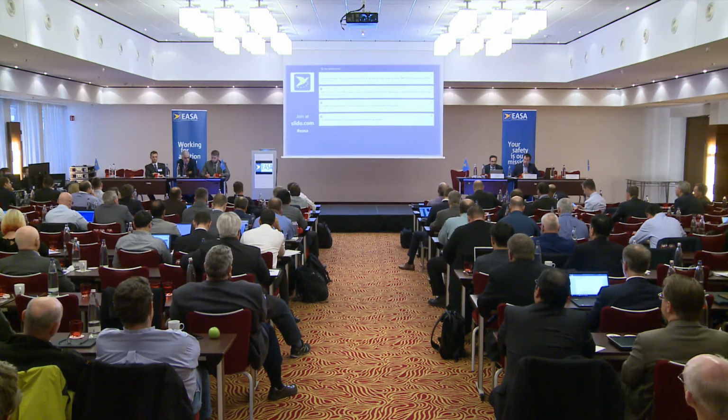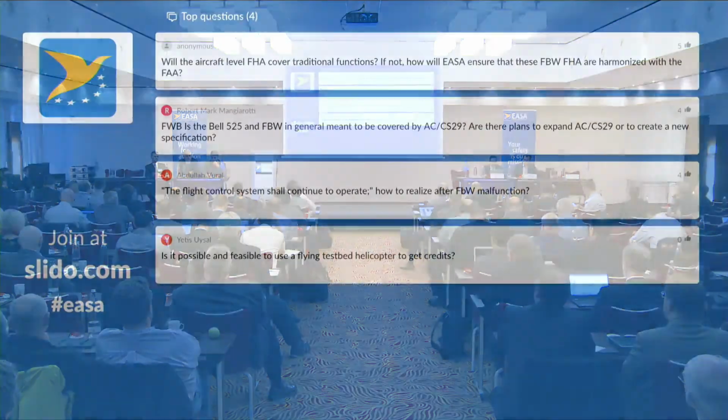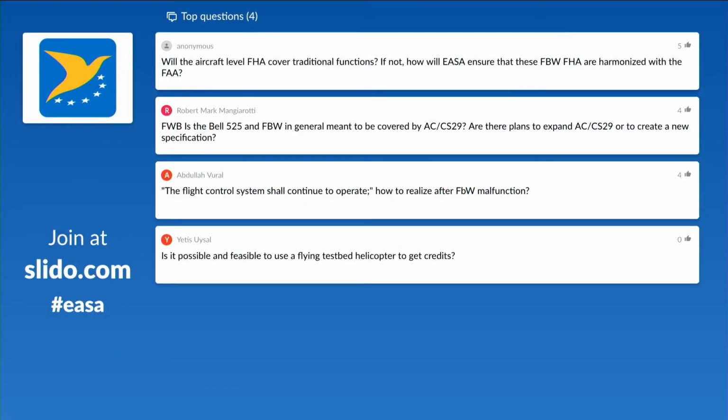Next question, still related to fly-by-wire. Will the aircraft level FHA cover traditional functions? And if not, how will EASA ensure that these fly-by-wire FHAs are harmonized with the FAA?